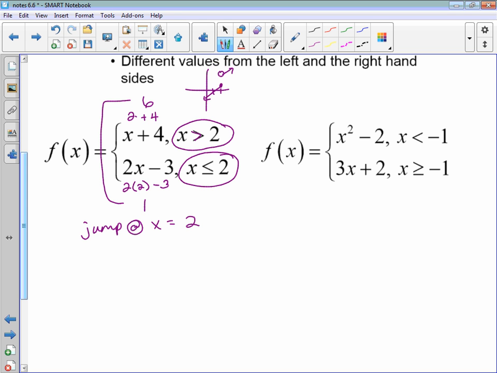So let's try the other one. If I plug in -1, -1 squared and then -2, what do I get? -1. 3 times -1 plus 2, what do I get? -1. Are those the same? So that means f of x is continuous.